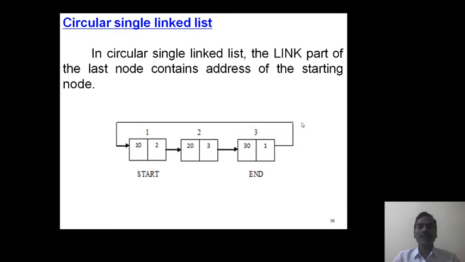Now listen, from the single linked list point of view, the link part of the last node is filled with a null pointer, whereas in the case of a circular single linked list, the link part of the last node is filled with the address of the starting node. Hence there is a link from the end node to the starting node of the list. Such a representation is known as a circular single linked list.